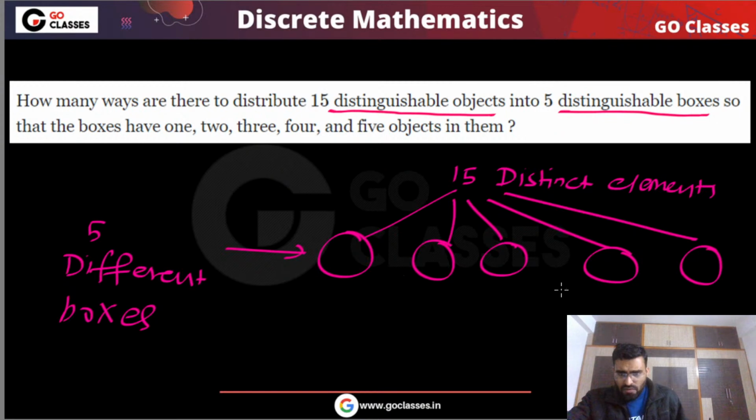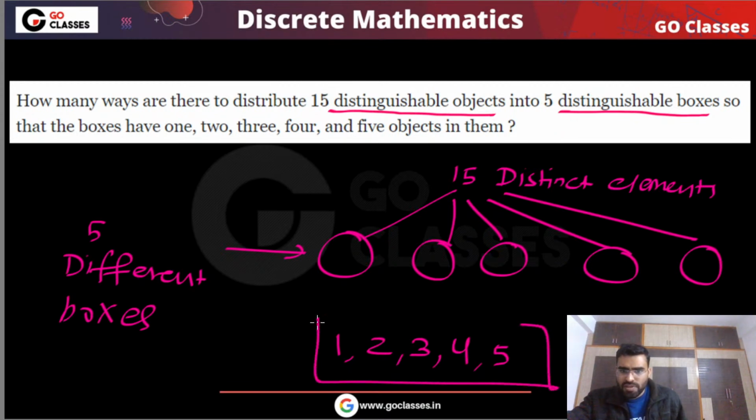Basically one of them must have one. We don't know who, but one of them must have two, one of them must have three, one of them must have four, one of them must have five. Is the total 15? So can you check what is the total? You can notice the total is 15.